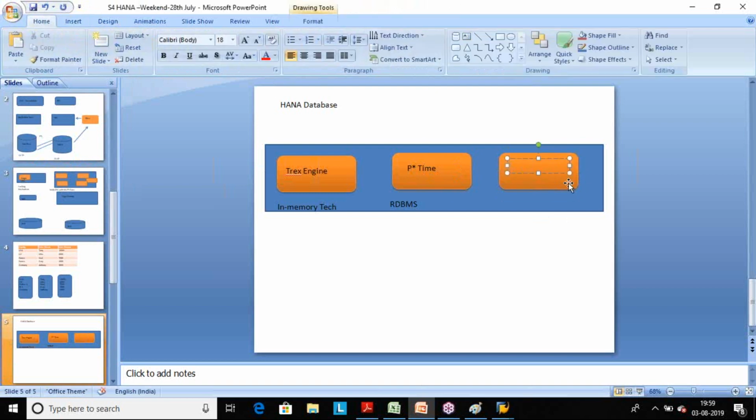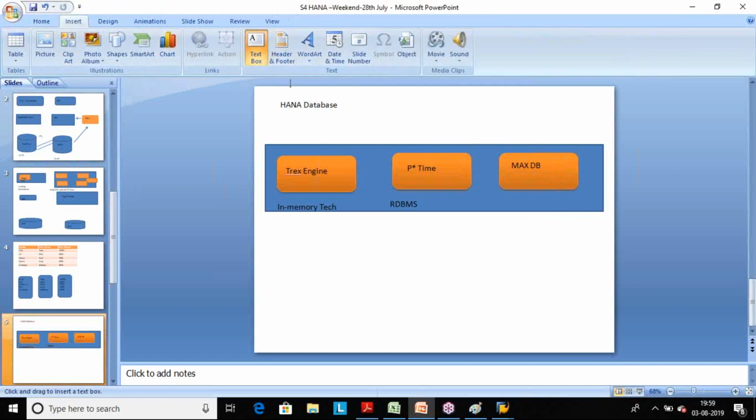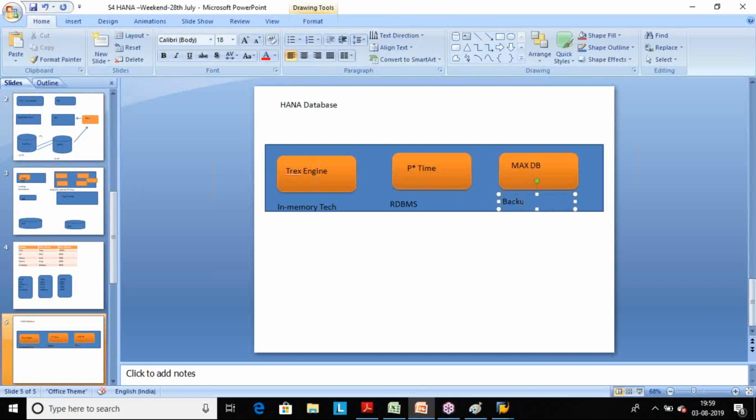SAP is claiming that the HANA system is always running, no downtime, nothing. How? So they introduced this product, MaxDB. So what is MaxDB? If we highlight this one, we are using it for the backup. So we are using this for the backup purpose.